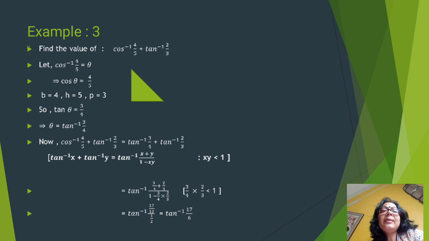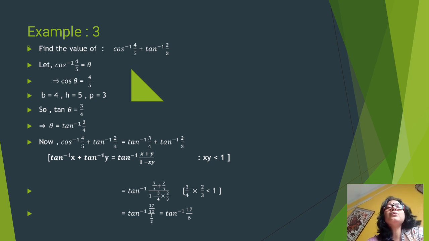Here find the value of cos inverse 4 by 5 plus tan inverse 2 by 3. We need to remember that we have to try to get both of the same inverse, either both cos inverse, but the cos inverse formula is a little bit difficult. Tan inverse will be easier for you to solve. So first we have to try to change cos inverse as tan inverse. So let us see now. That is, cos inverse 4 by 5, I have written this as theta.